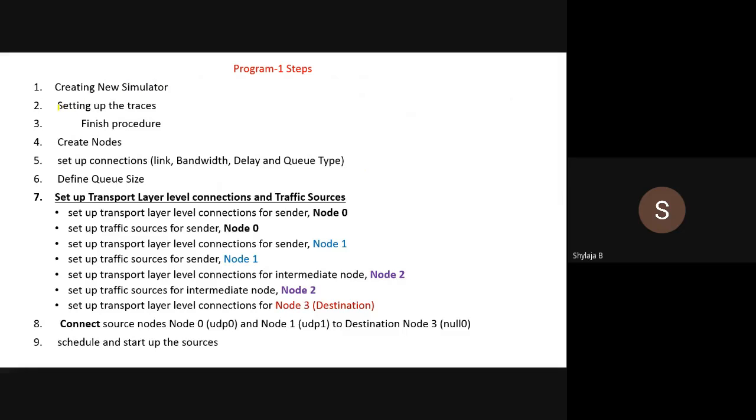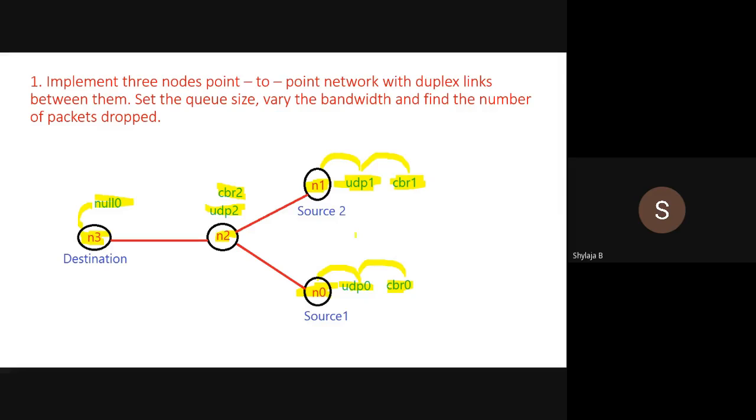So we have to create an object of this class Simulator. Then setting up the traces. Here our animation file will generate some trace values, and those trace values should be stored in a file. So for that we are setting up those traces. Then we have to write a procedure called finish procedure. That is step 3. After that, we have to create the nodes. As you can see here, we have 4 nodes, so we have to create 4 nodes.